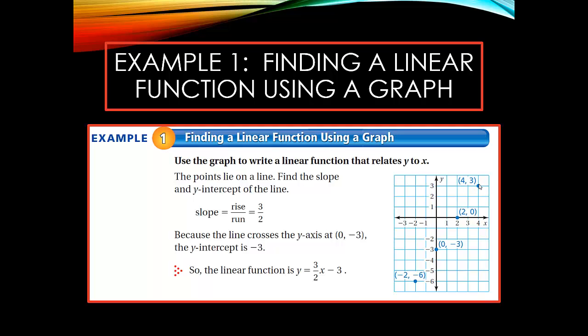Because the line crosses the y-axis at (0, -3), the y-intercept is -3. So the linear function is y equals 3/2 x minus 3.